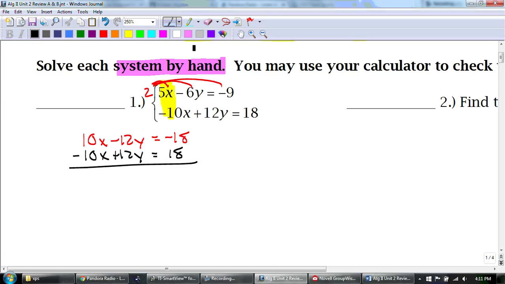And, well, good, my x's canceled, but what happened to my y's? Those cancel too. So everything on the left-hand side equals 0. Okay, now what about the right? Negative 18 plus 18, those cancel too. Oh my gosh, what's the answer? Well, we're left with the true statement. So if 0 equals 0, my final answer is infinite solutions. Okay, that was weird.